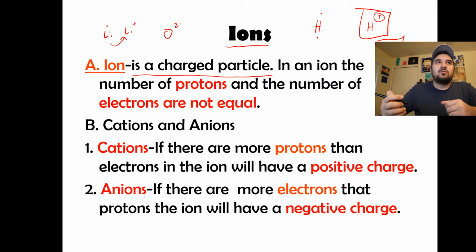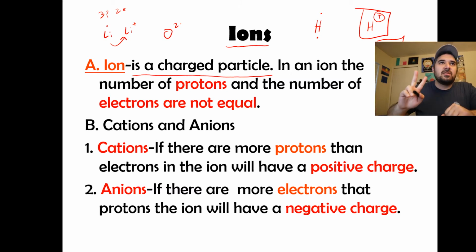All right, so lithium has 3 protons. After it gives away its electron, it's going to have 2 electrons. So 3 protons, 2 electrons. That's one way of identifying whether it's an ion or not. 3 protons, 2 electrons, that's going to be an ion.